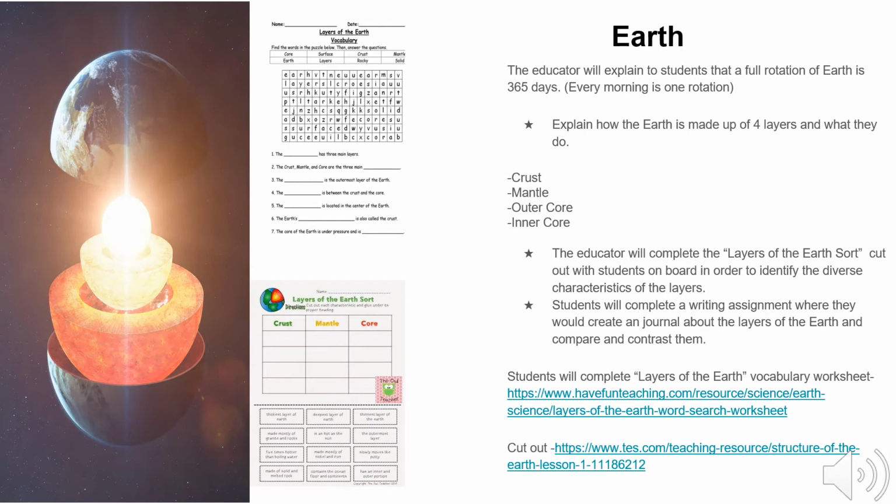Students will then have a writing assignment where they will create a journal about the layers of the earth, and they'll be able to compare and contrast them. How are they different? How are they the same? How they help planet Earth.